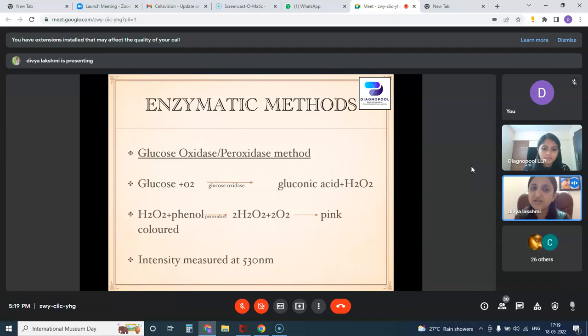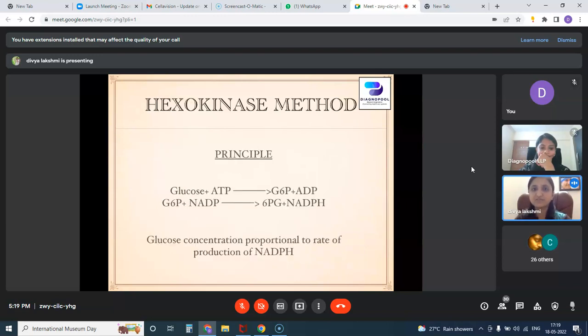What happens here is the glucose combines with oxygen to form gluconic acid and hydrogen peroxide. This combines with phenol in the presence of the peroxidase enzyme, which is available in the reagent, and forms a pink colored complex. This will be measured at a wavelength of 530 nanometers. This intensity is measured and the exact value of the glucose is produced by the machine.